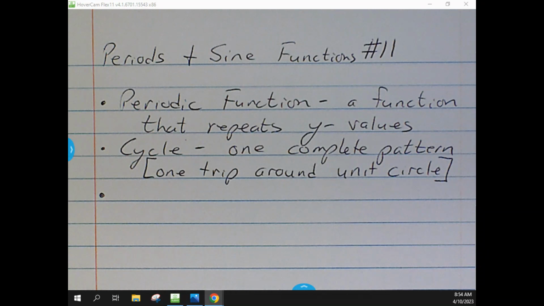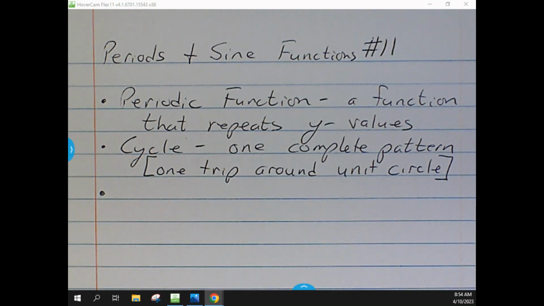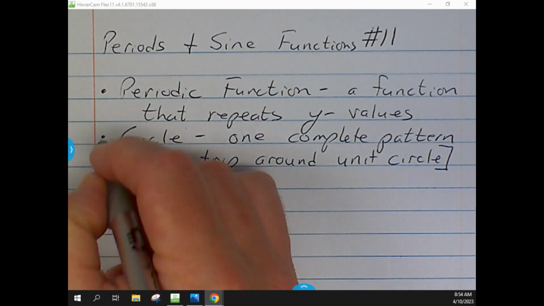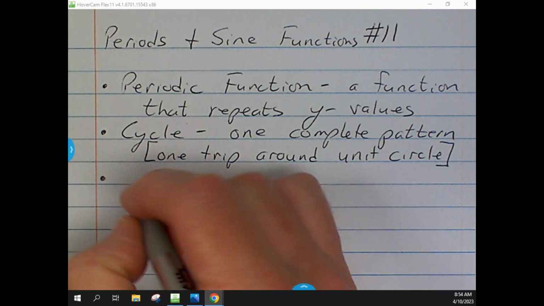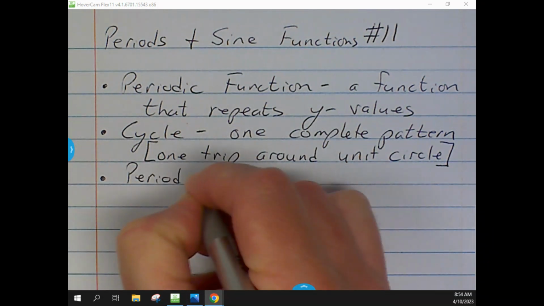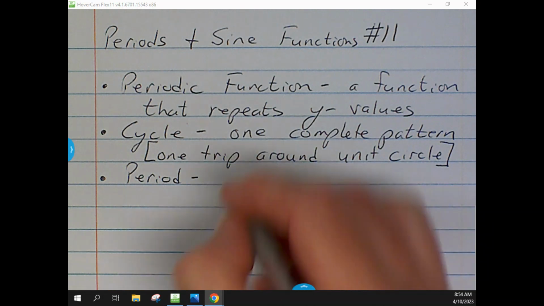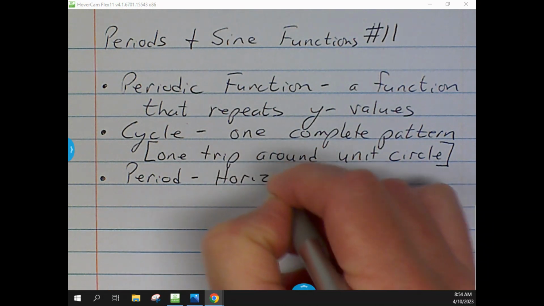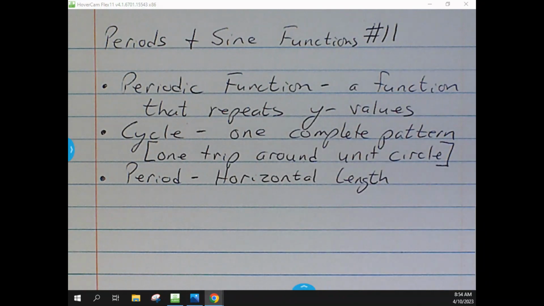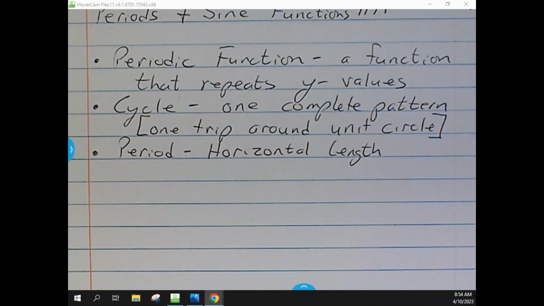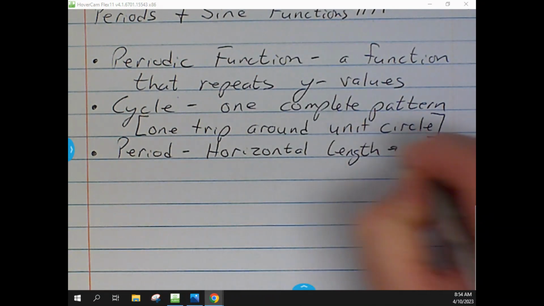Okay, so a periodic function is a function that repeats y values. And a cycle for us is as you've gone through all the different values in one pattern, and then you go around until you start getting repeat values. Once you start to get repeat values, then you know you're done with that one. Okay, for a period, that's the horizontal length. And the way we've got it set up on the unit circle, the period in this case is basically your circumference.